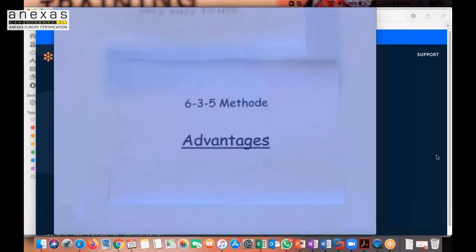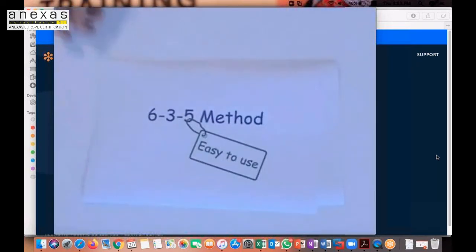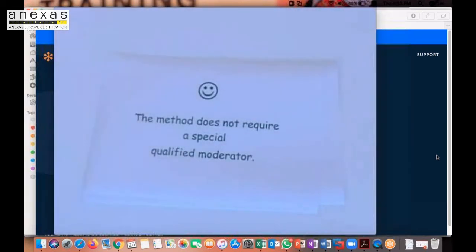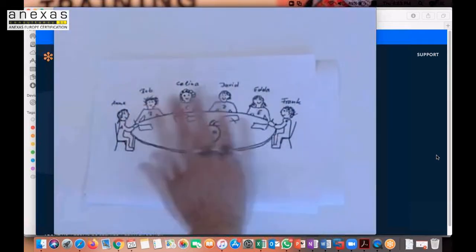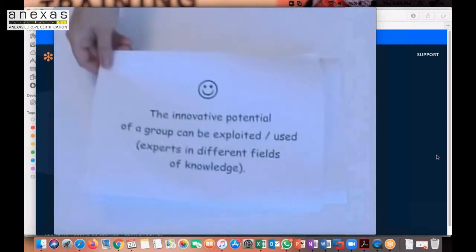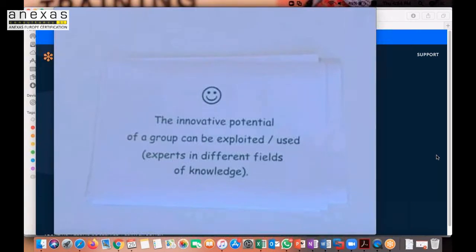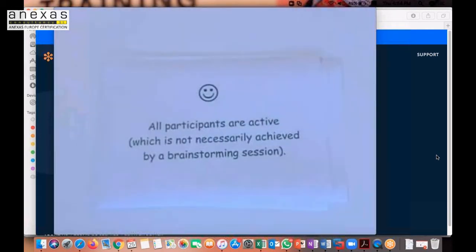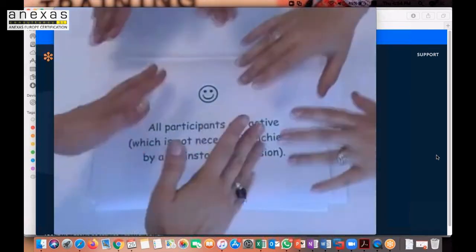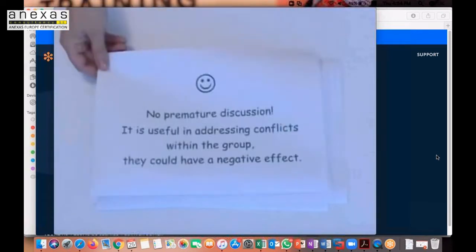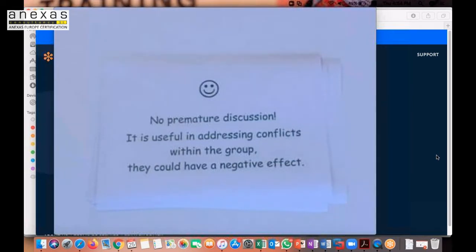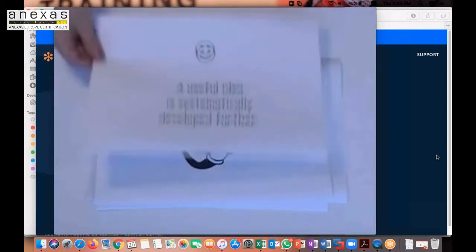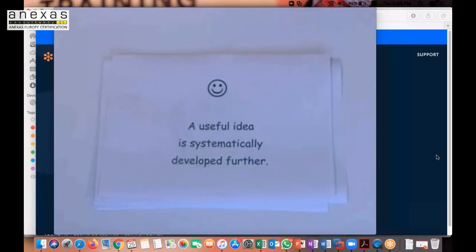But hang on a second, we could have done just as well with half an hour of brainstorming, couldn't we? What are the advantages of the 6-3-5 method as written brainstorming? The method is very easy to use. The method does not require a moderator. The innovative potential of a group can be used. All participants are active and involved. No premature discussions. A useful idea is systematically developed further.